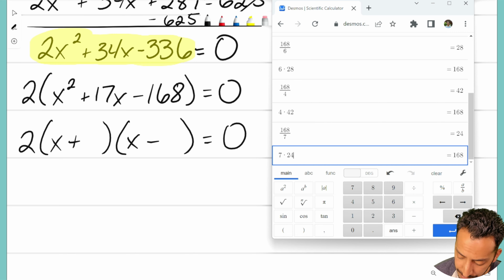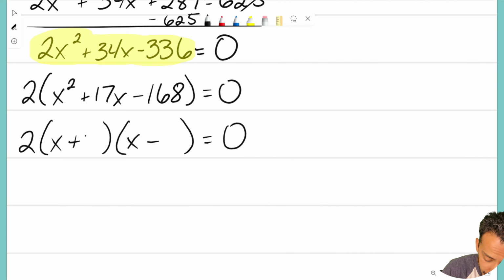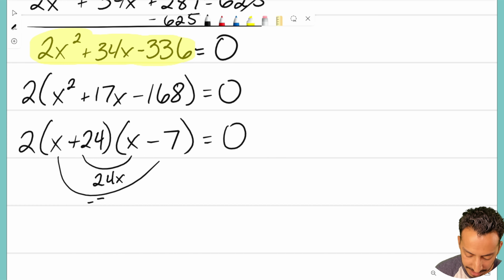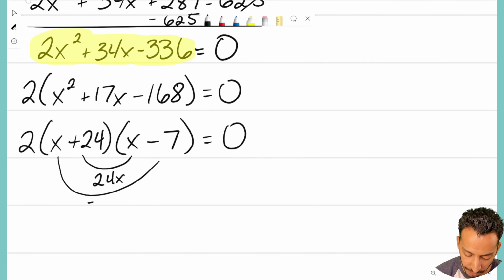Look at 7 times 24. 7 times 24 makes 168. And if I put the 24 here and the 7 there, let's think this through, right? 24 times x will give me 24 x's. X times negative 7 gives me negative 7 x's. That right there is going to add to our 17x. That is definitely the factors for this quadratic.